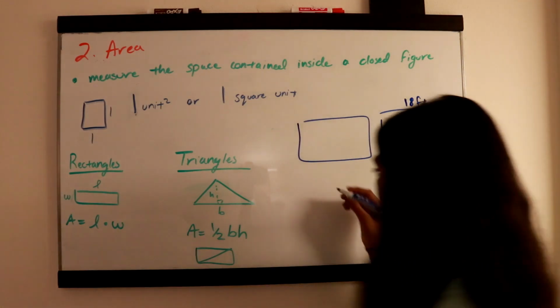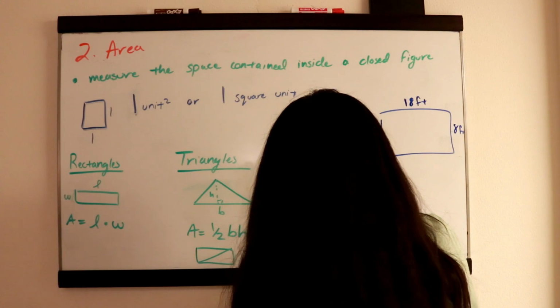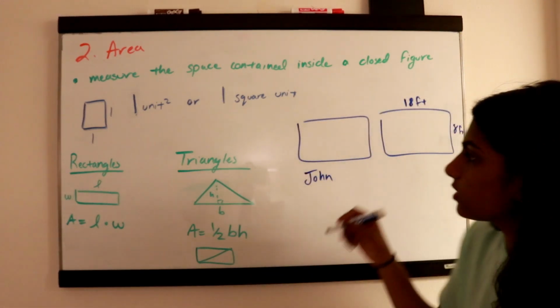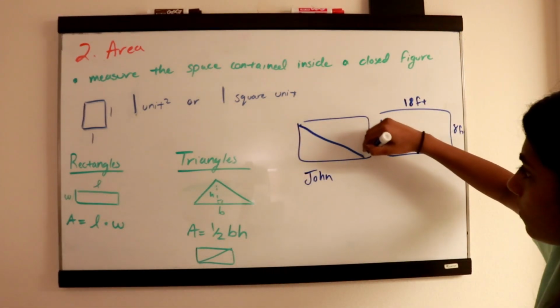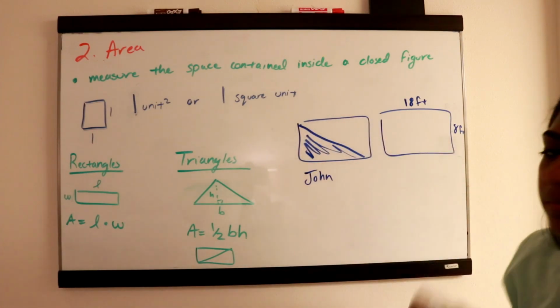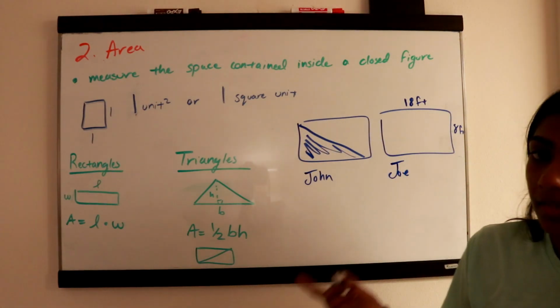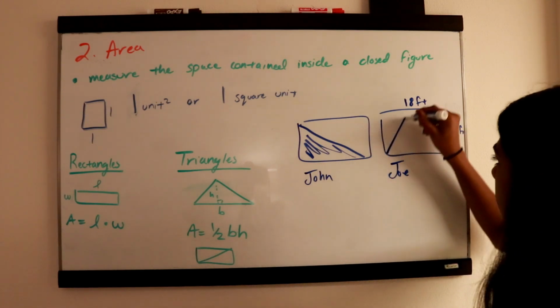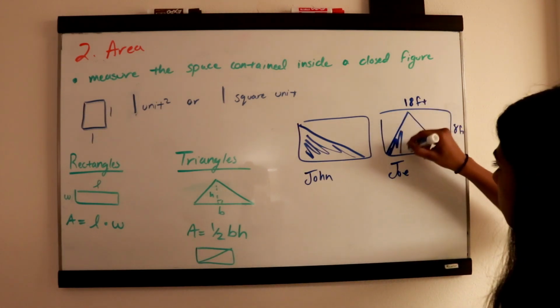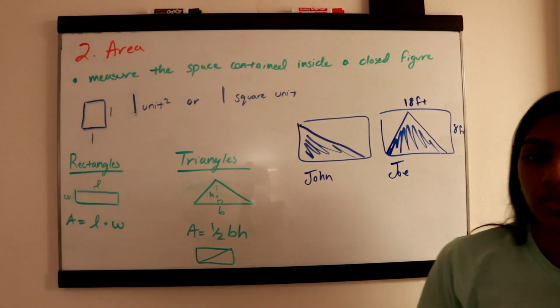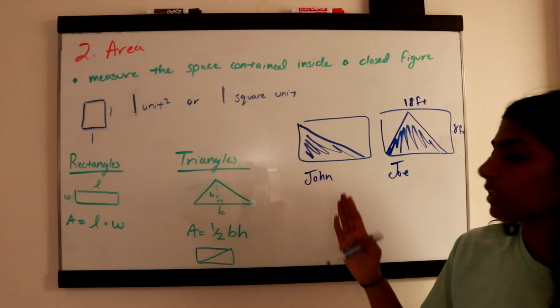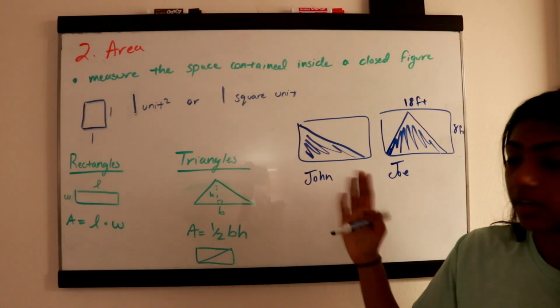So one person, let's call him John, wants to paint his wall this way with the triangle in blue. This other person, let's call him Joe, wants to paint his wall this way. So let's try to find the area of each wall, or each area that's blue.